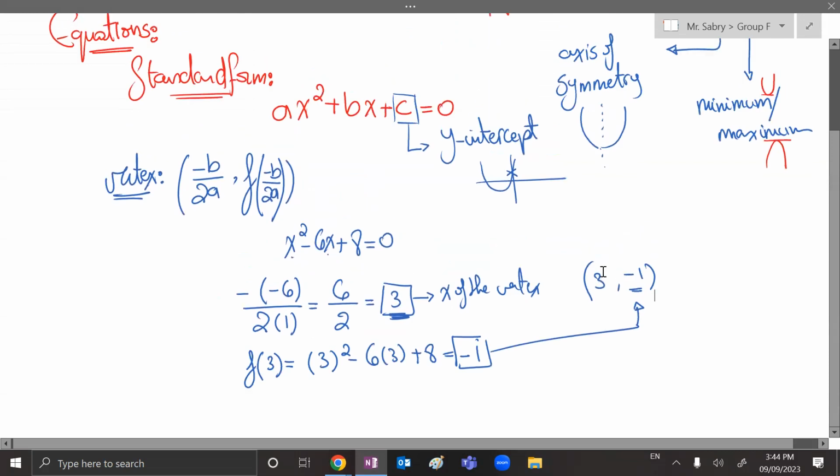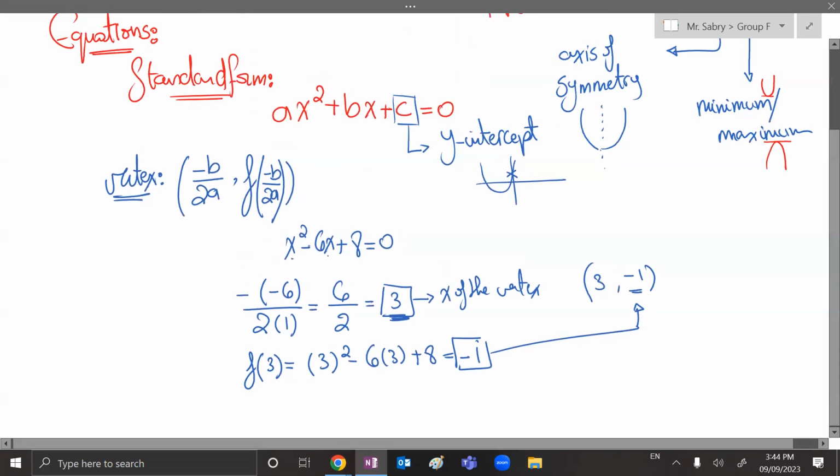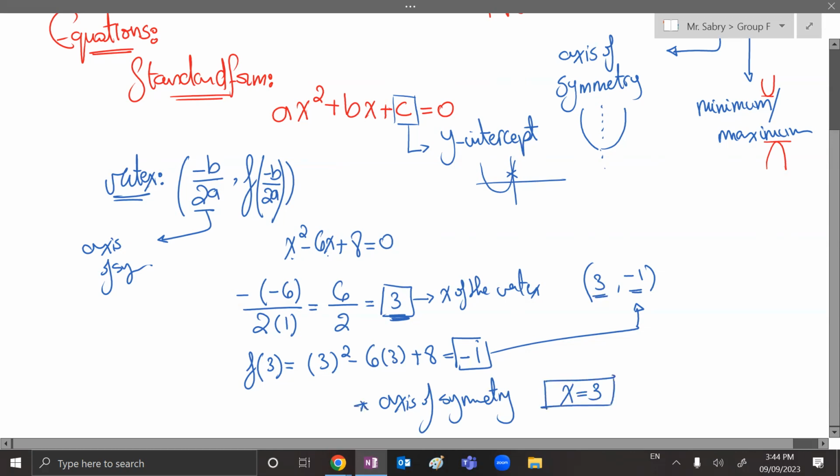Okay, once I already got the vertex, we said that this is the axis of symmetry. So if I was asked to find the axis of symmetry, all I need to do is write it down as x equals the x of the vertex, which is 3. This is the equation of the axis of symmetry. Does that make sense? Yep.